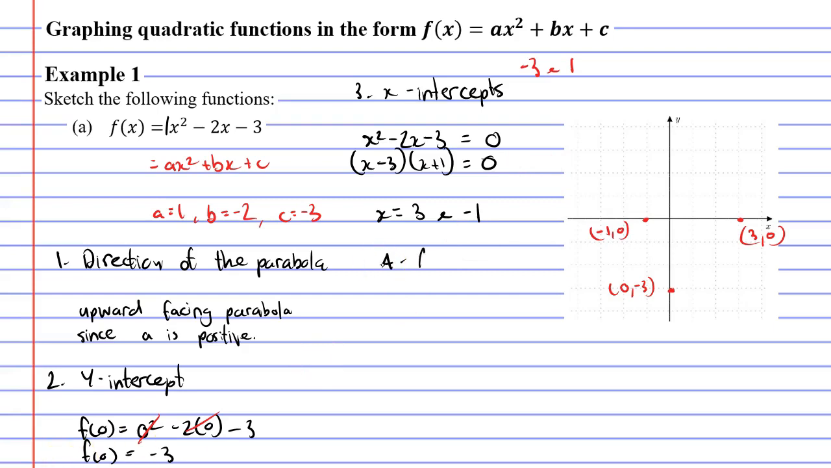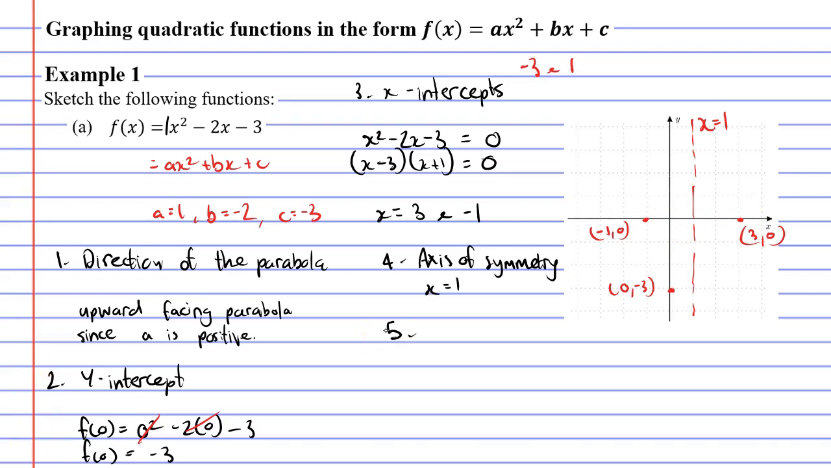Next, we need to find the axis of symmetry. The axis of symmetry occurs halfway between the two x-intercepts. It's going to be a dotted line like so, and we can see that it passes through the point where x equals 1. So the equation for our axis of symmetry will be x equals 1. We can see that this axis of symmetry is halfway between the two x-intercepts.